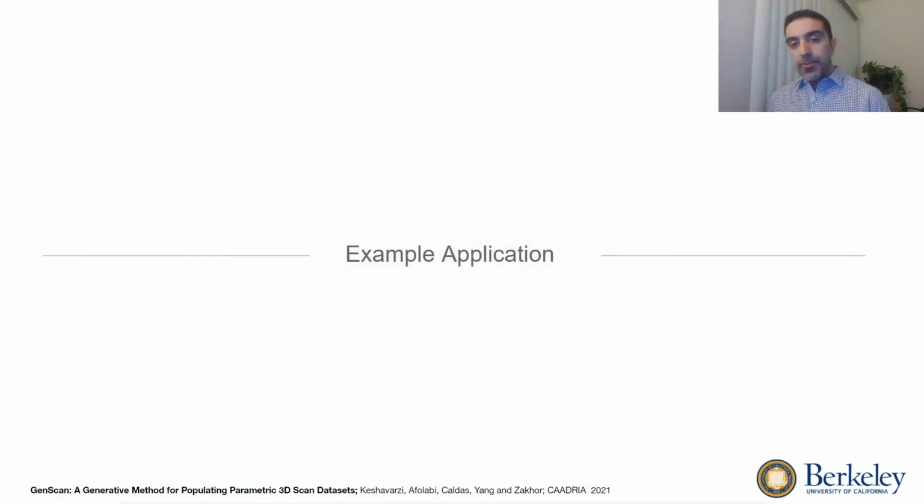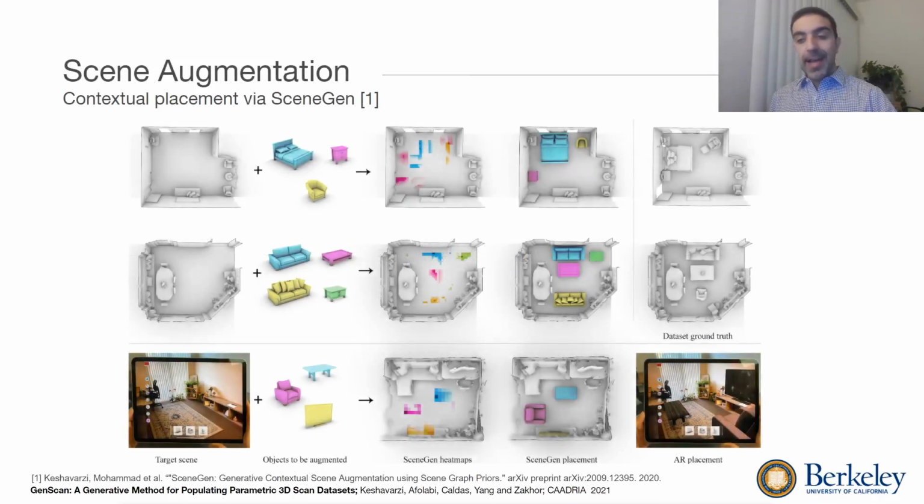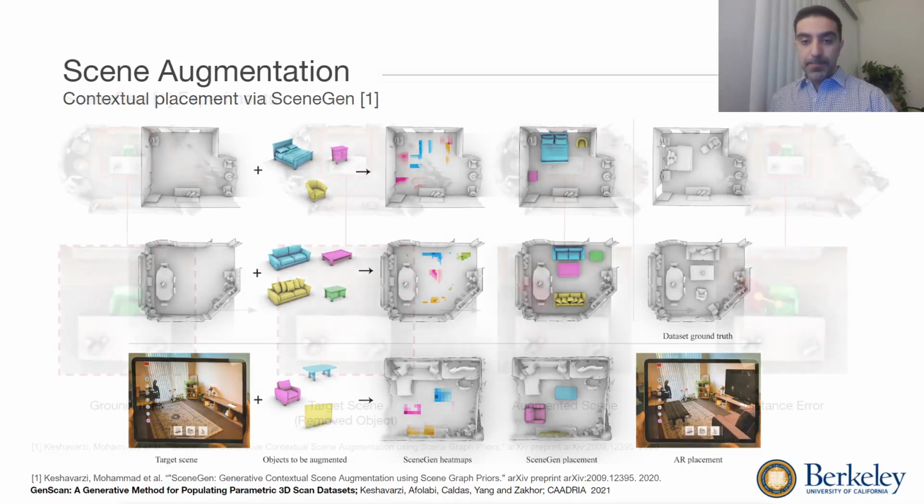Okay, to demonstrate how our framework can potentially impact deep learning tasks, we show an example use case of GenScan utilized as a data augmentation technique. In this project of our lab called SceneGen, we develop a contextual generative model for scene augmentation that learns indoor scene relationships from scene graphs extracted from the Matterport 3D dataset. Given a target scene, which can be an AR, the system calculates where an input virtual object should be contextually placed and oriented within a scene.